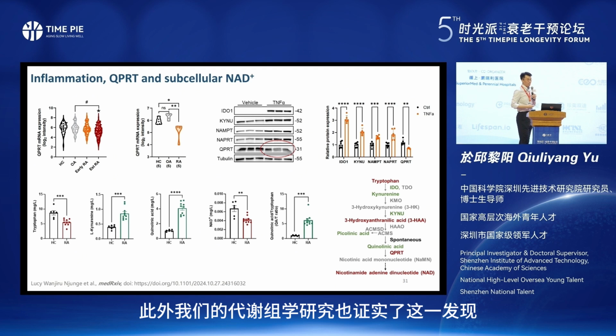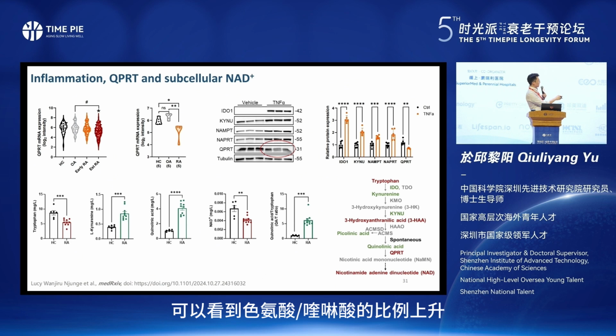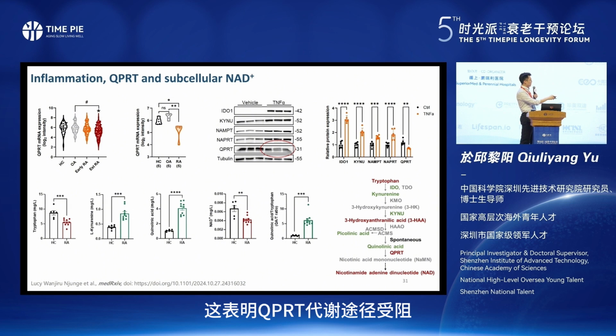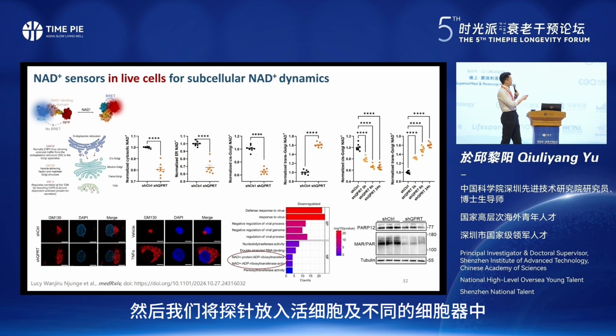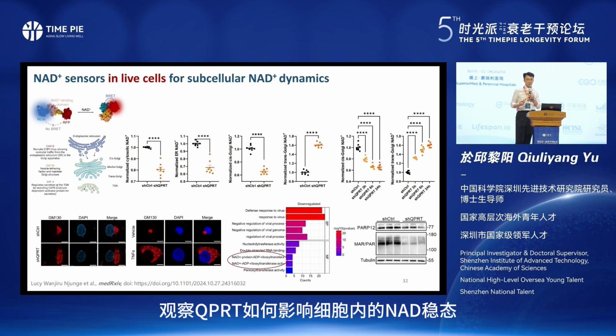Also, our metabolomic studies confirmed this. We can see that the quinolinic acid to tryptophan ratio goes up. So here it really indeed indicates a blockade in the QPRT metabolism. So the detoxification of quinolinic acid is deficient in this disease. So then what we did is that we put the sensors into the live cells and into different organelles to see how QPRT can impact the NAD homeostasis, if you wish, in the cells.